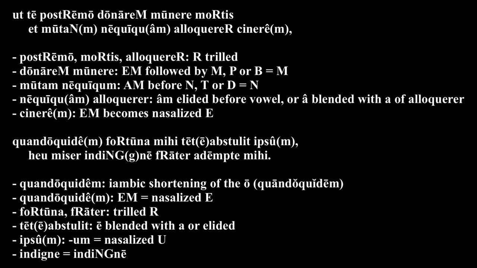For quandoquidem, the O is long, but because of the necessities of the meter here, it was actually pronounced short. It's called iambic shortening. So although it's long, here it was pronounced short. Then at the end of quandoquidem, the EM became a nasalized E. Fortuna fRater, we have a trilled R again. Te tabstulit. I like blending the E with the A, but it's also possible here to elide it. Ipsum, the U would become nasalized and the M not pronounced.